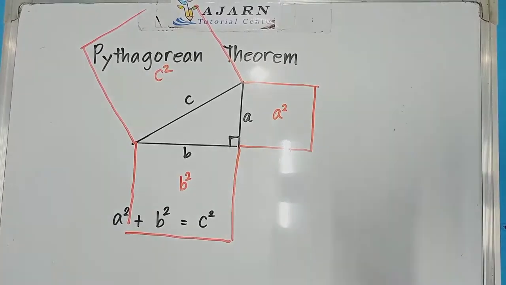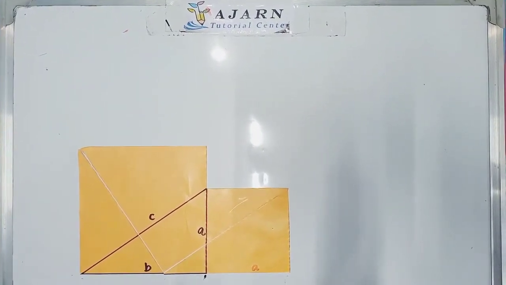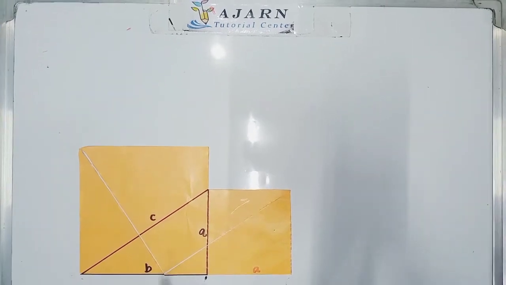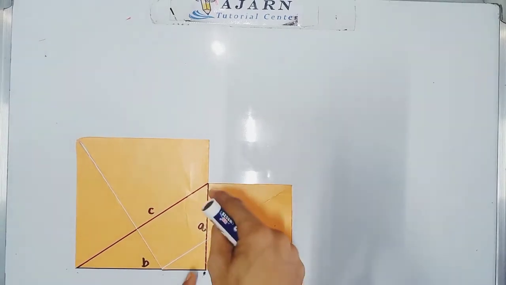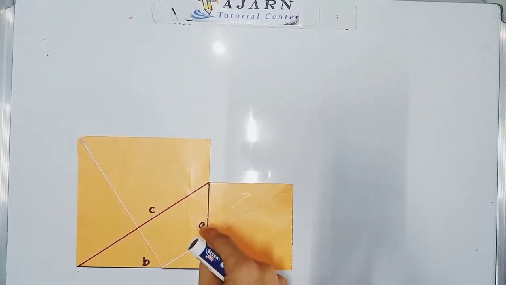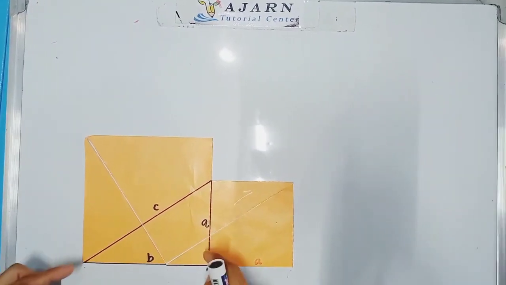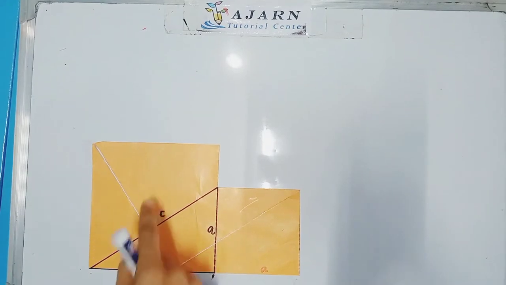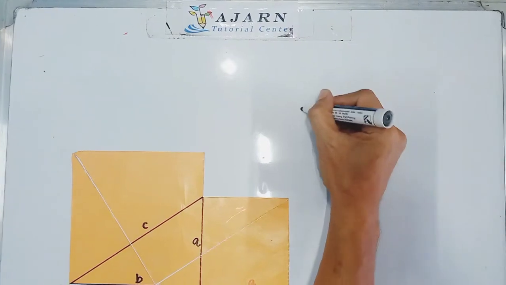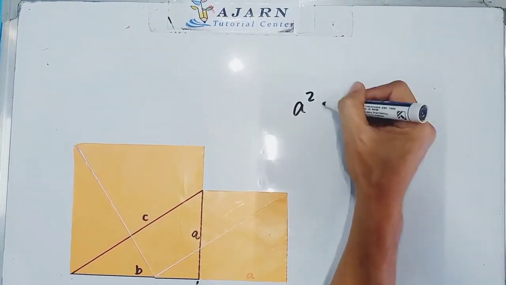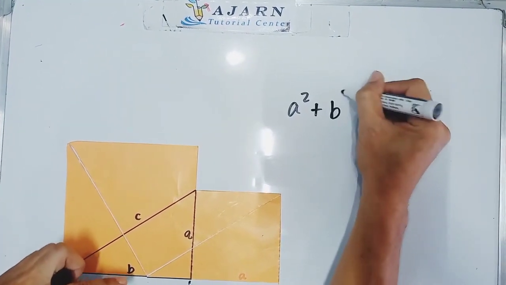geometry or some shapes. Let's prove the Pythagorean theorem using this shape. If you observe, we have a right angle triangle here with base B, altitude A, and hypotenuse C. So notice that we have a square here with side A. Alright, so the area of this is A squared, and we have a bigger square here with side B. So the area of this is B squared. The total area of this shape is A squared, the area of this smaller square, plus the area of the bigger square with side B, that is B squared.